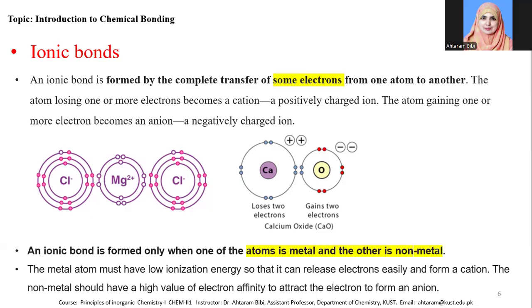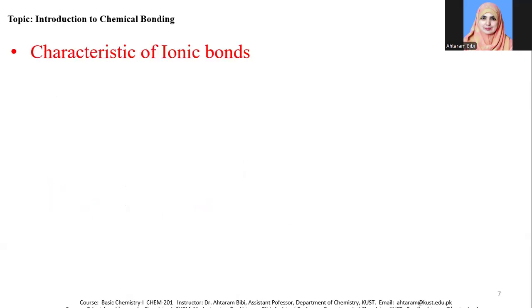The metal atom must have low ionization energy, and we can see that the alkali metals and alkaline earth metals generally have low ionization energy so that they can easily release the electron and form a cation, while the non-metal should have a high value of electron affinity to attract the electron to form an anion. So, generally, the ionic bond is formed by the transfer of electrons from metal to non-metal.